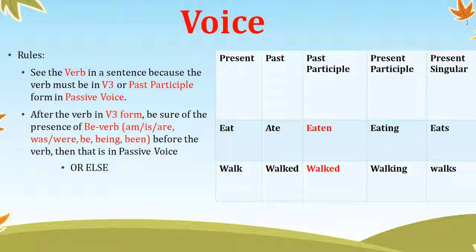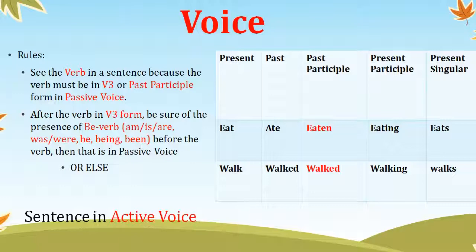Now let's go to another rule. When there is this past participle form, B3 form, then be sure of the presence of a be verb there: am, is, are, was, were, being, been. These verbs you never forget. Before the verb, then it can be in passive voice. Otherwise, that sentence is in active voice.